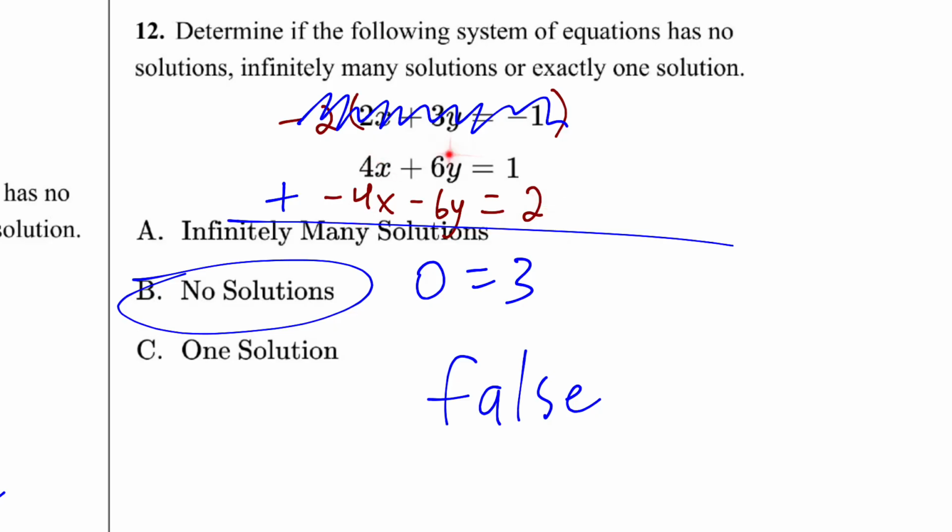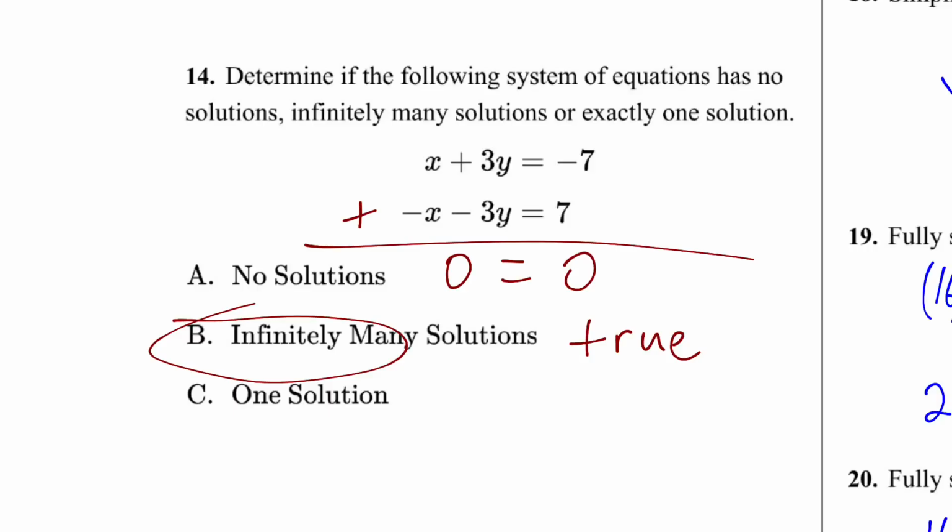The x's go away, the y's go away. 1 plus 2 is 3. 0 is not equal to 3. False, no solutions. 14 is already set up for elimination.